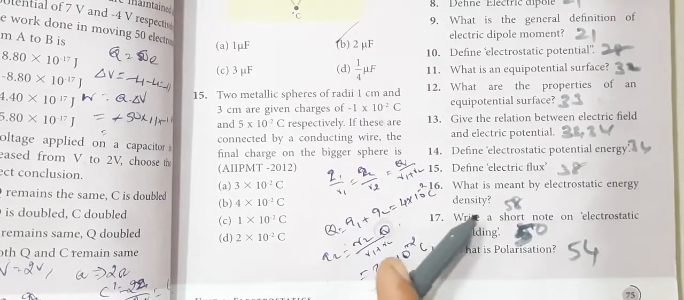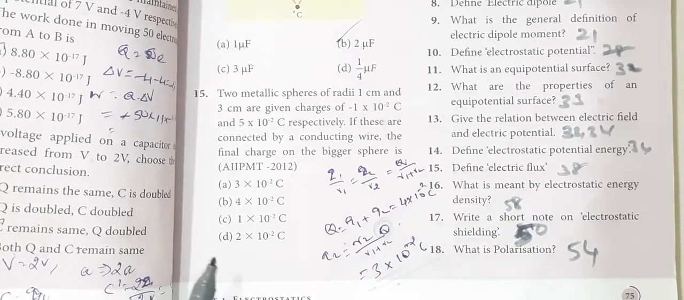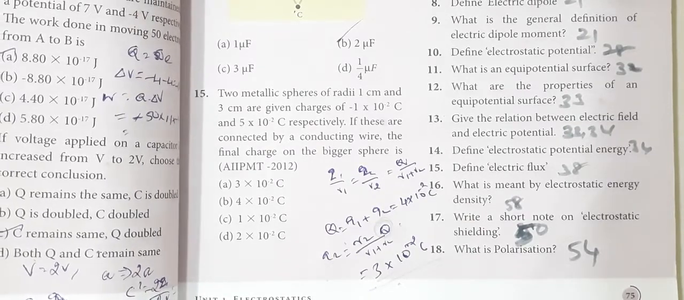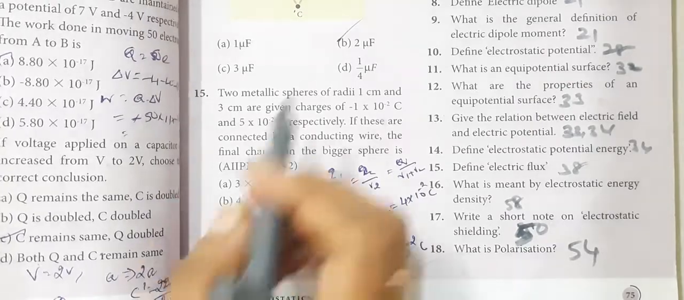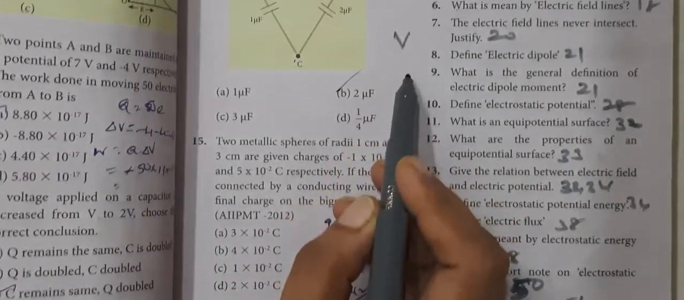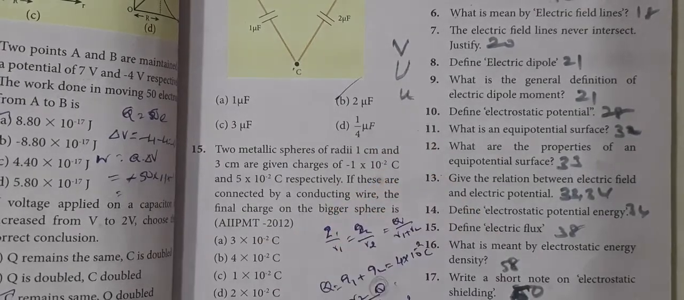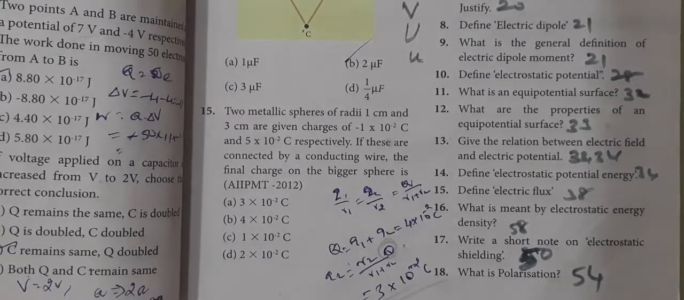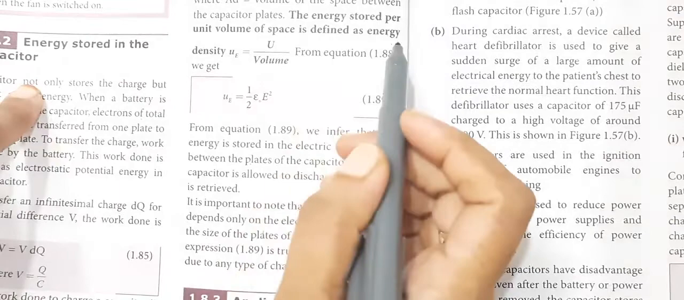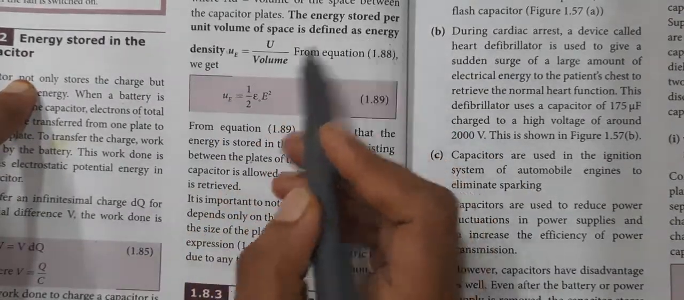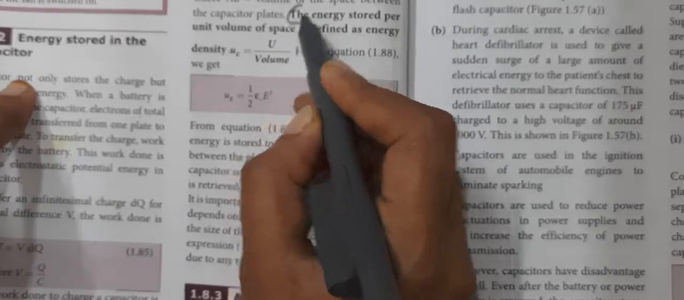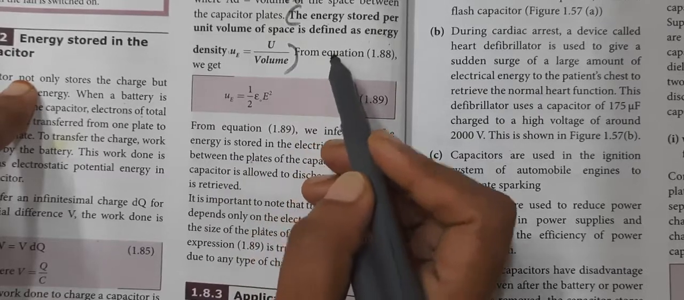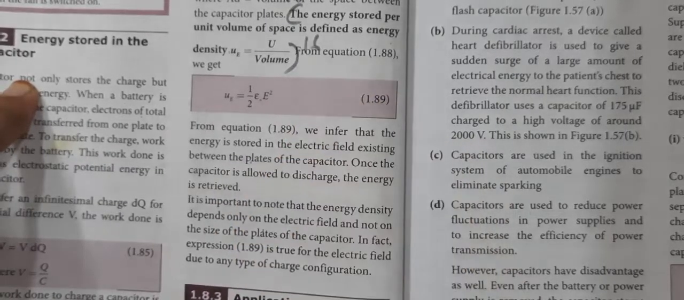The next question is, what is meant by electrostatic energy density? This is on page number 58. Actually, you have to know where V is the potential, U is the energy, and small u is energy density. Okay. So page number 58, somewhat the answer is clear. That is, the energy stored per unit volume of space is defined as the energy density. This is question number 16. The energy stored per unit volume is defined as the energy density. Question number 16. Clear?